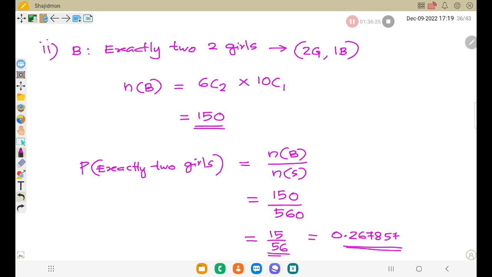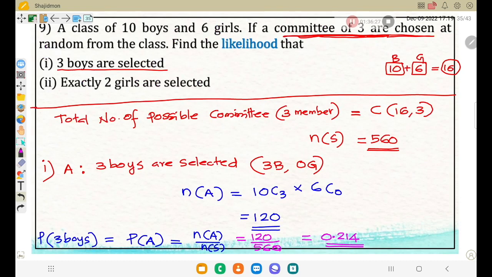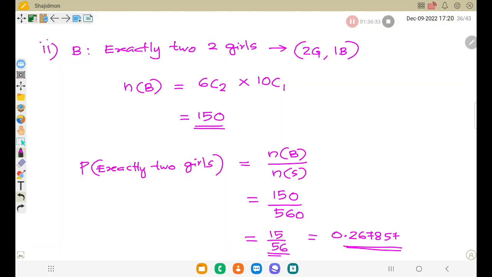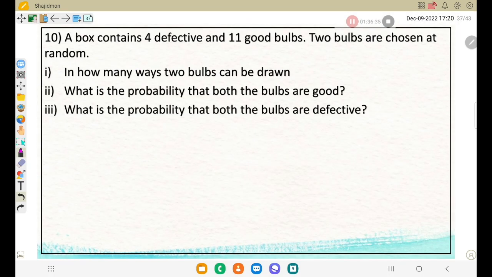So this is the question here. Hope you understood both the questions. Exactly 2 girls, what is the probability? 3 boys, what is the probability? Okay, now let me come to question number 10 here. You can read question number 10 now. A box contains 4 defective and 11 good bulbs.